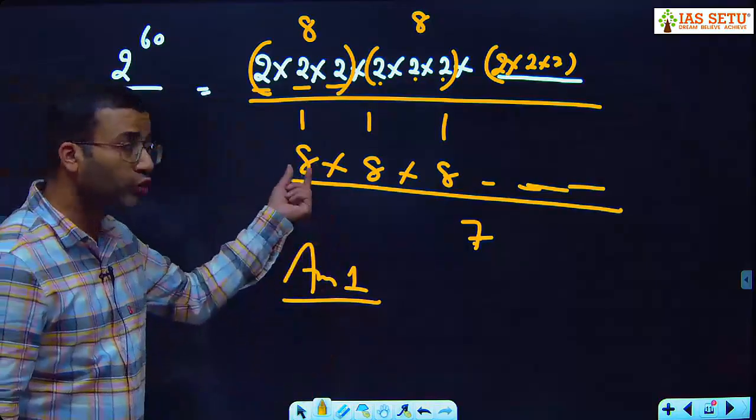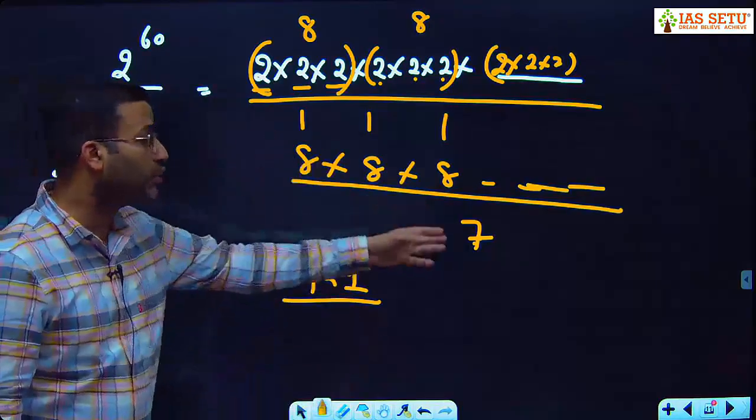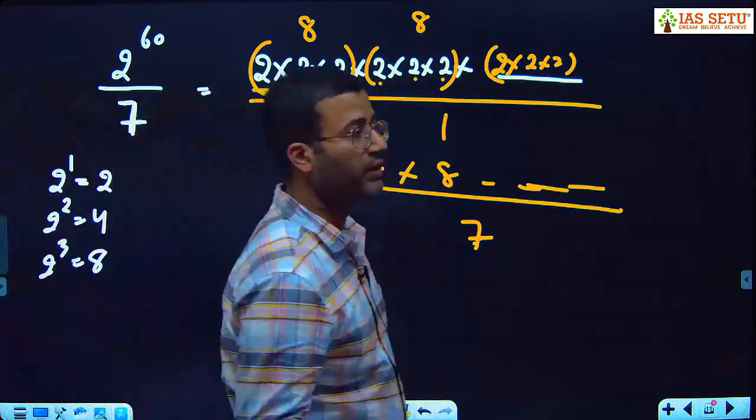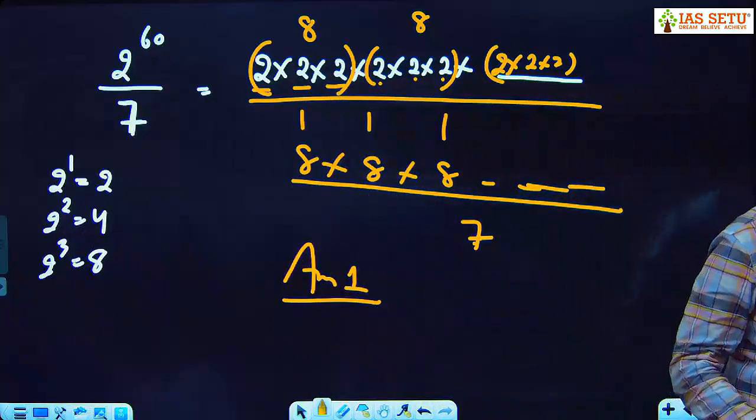See what is important? This 8 is important. 2 will not help. 8 will help. Why? Because 8 with respect to 7 gives remainder 1. So it is the plus 1 remainder theorem. Let me take one more example.